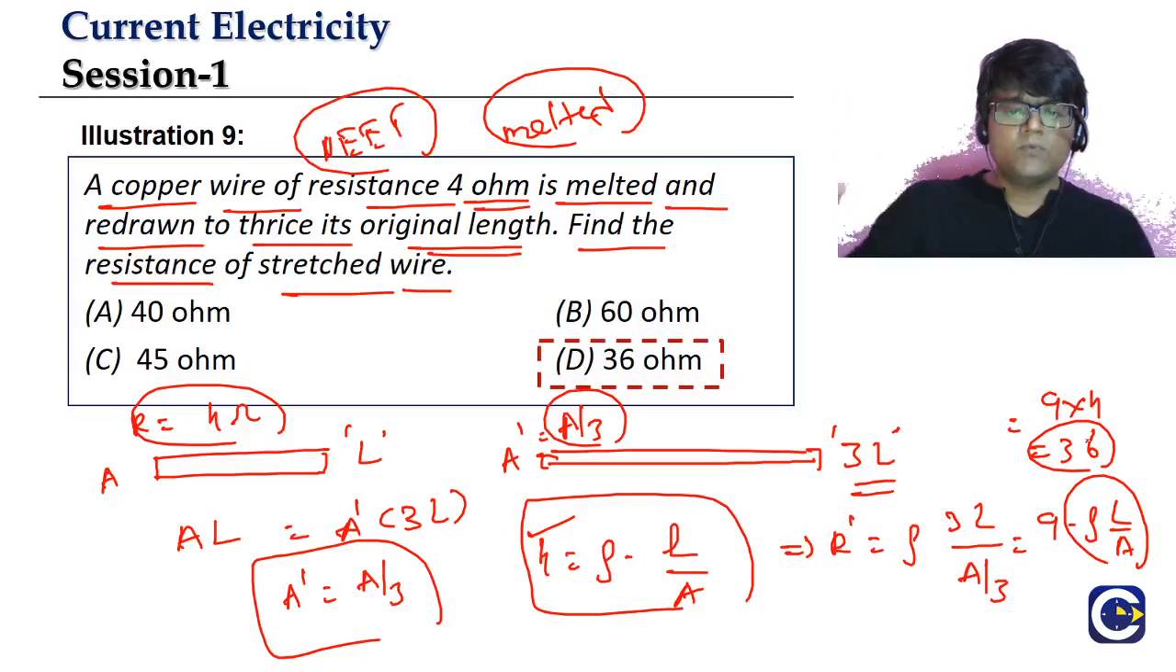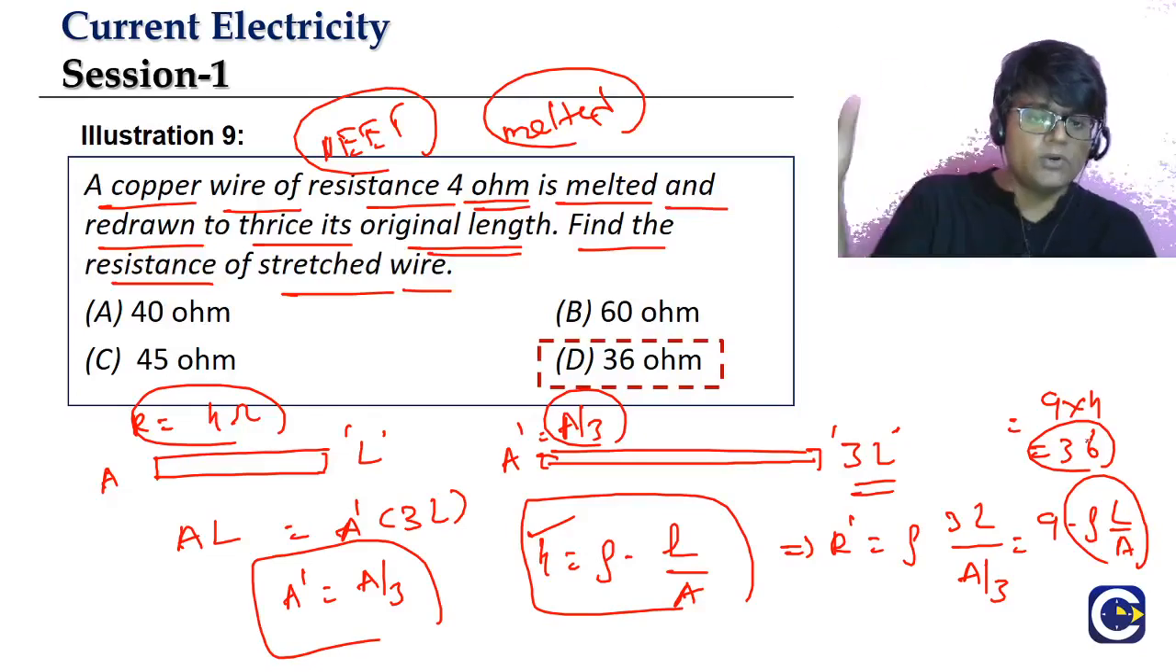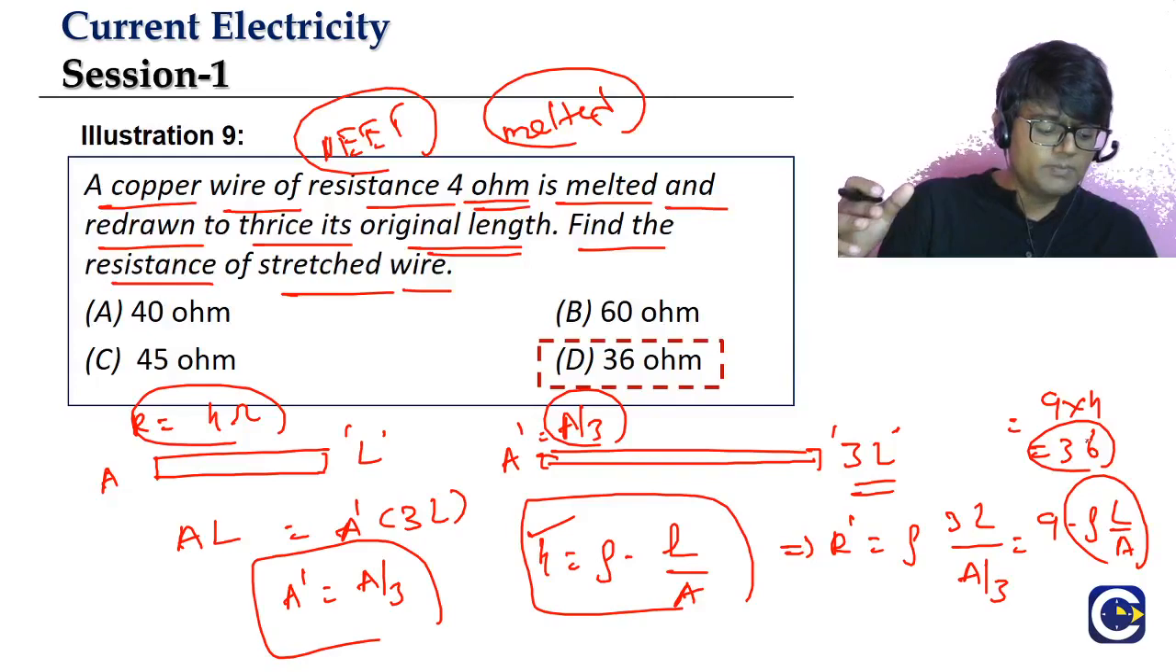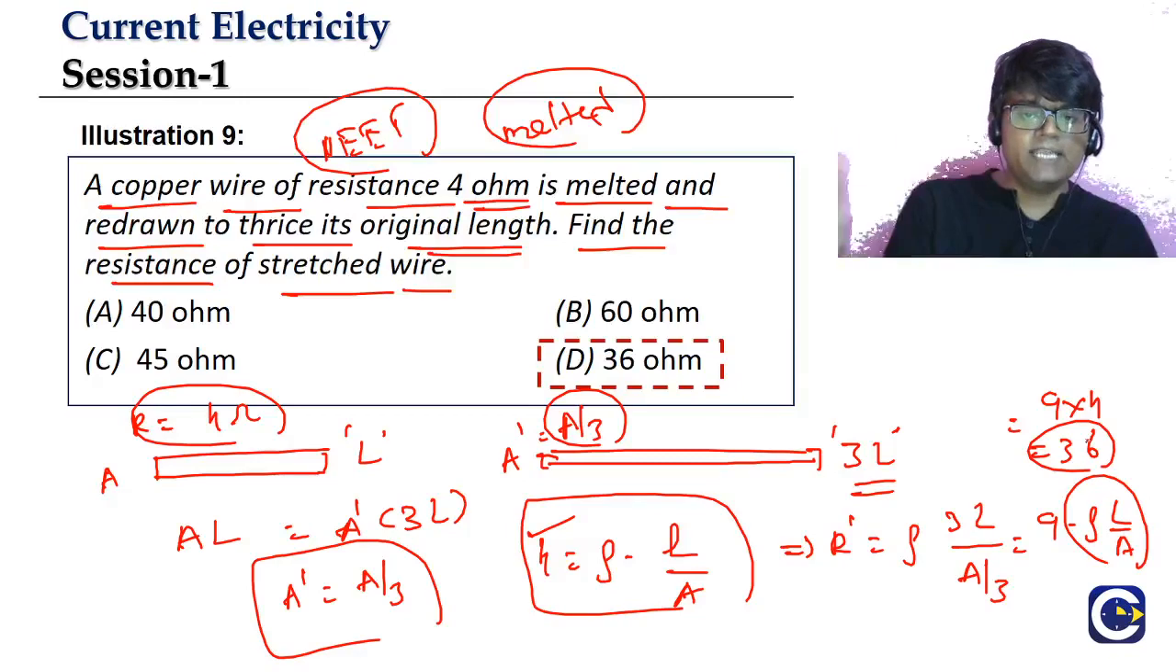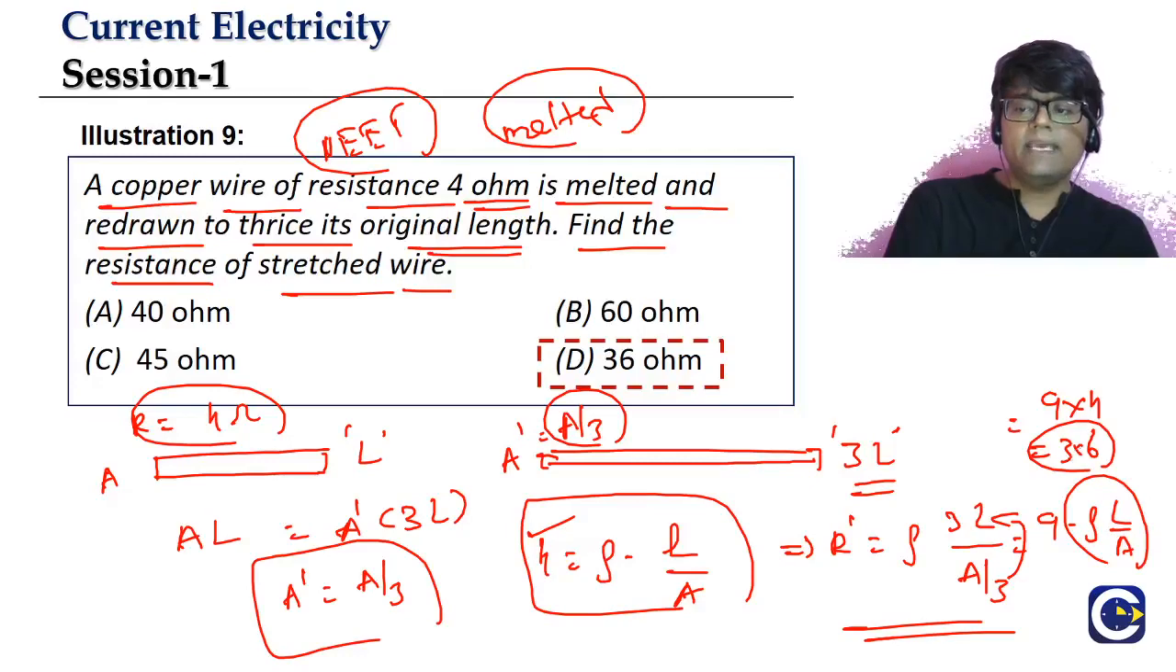So if we have the same copper wire, we melt it and make it three times the length, then what is going to be the other effect of it? The area is going to become 1/3 of it. If the area is becoming 1/3, then it is going to change the resistance. How is it going to change the resistance? New resistance R dash will be equal to rho into 3L, which is the new length, divided by the new area, A by 3. Means the 3 will go to the numerator. 3 threes are 9. So what is the new resistance R dash, guys? 9 into rho L by A. Rho L by A is already 4, which is given. So 9 fours are 36.